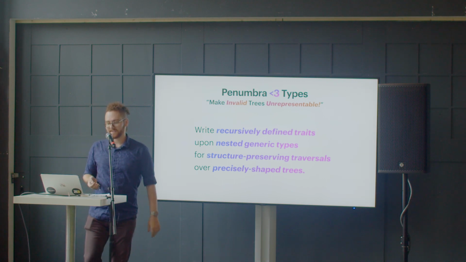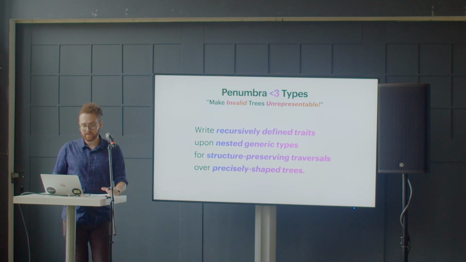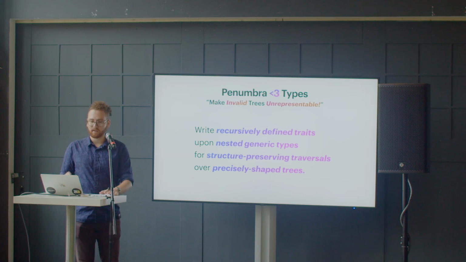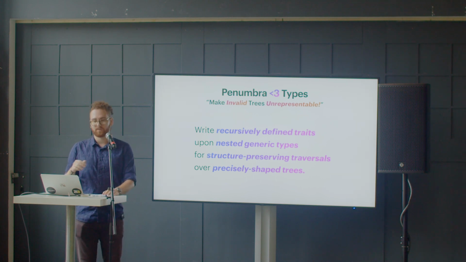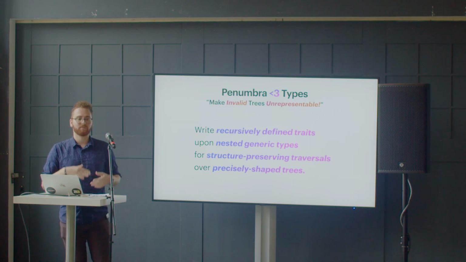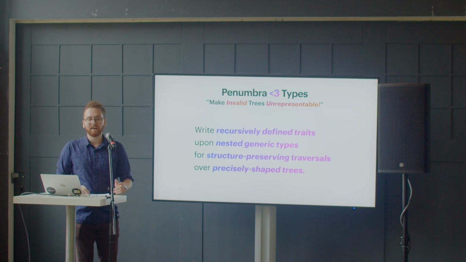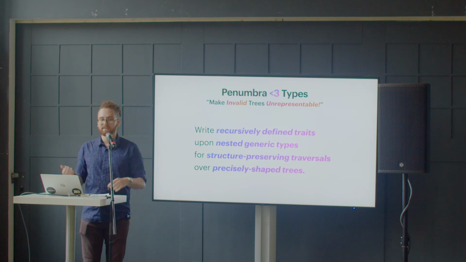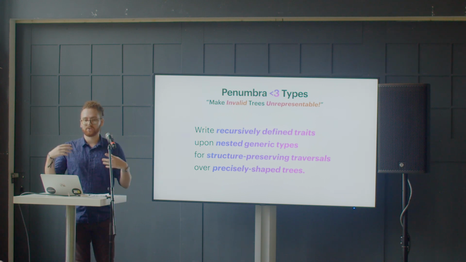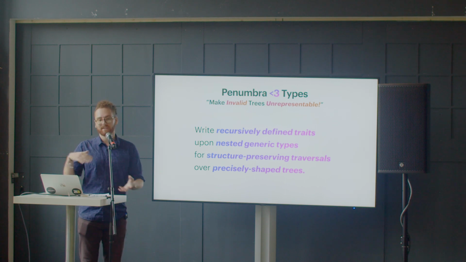We're building everything in Rust. And so the way that this tree is constructed is using types to really guide the tree to be constructed as perfectly as possible without having to write tests. Our type system prevents us from constructing any invalid trees whatsoever. So just sort of dropping into Rust lingo a little bit, we use recursively defined traits, or inductively defined traits, on nested generic types to write these structure-preserving traversals over precisely shaped trees.